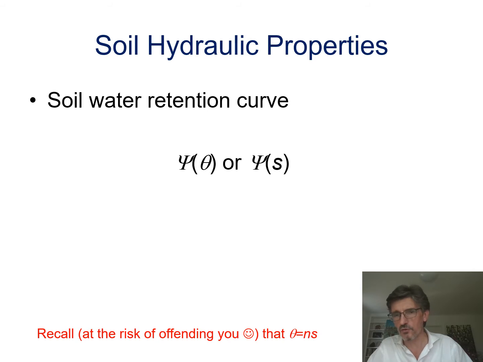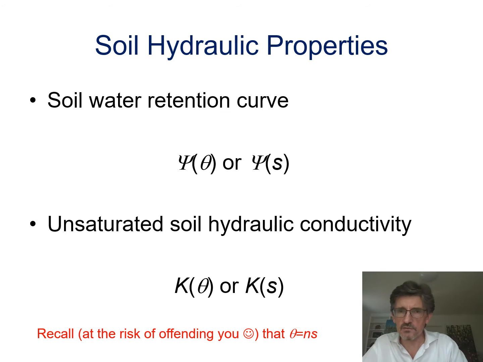Remember that the two are related: theta, the volumetric moisture, is just the porosity times the relative soil moisture. The other important curve that we have is the unsaturated soil hydraulic conductivity. It is how fast or how easily the water moves throughout a soil, and this is in meters per second, so it's a speed, and it's a function again of either the volumetric water content or the relative soil moisture. Both of them, as we will see, are highly nonlinear functions of the amount of water that we have.